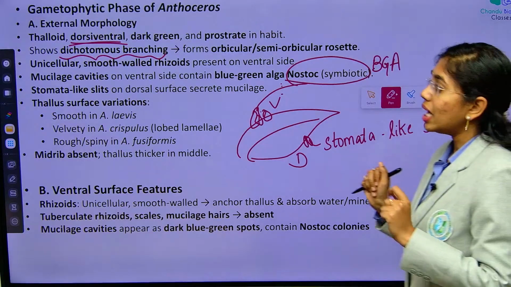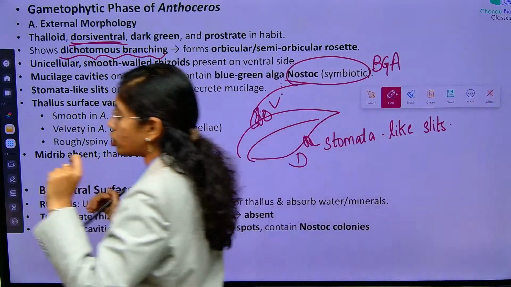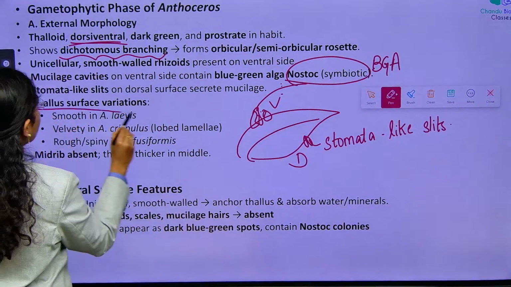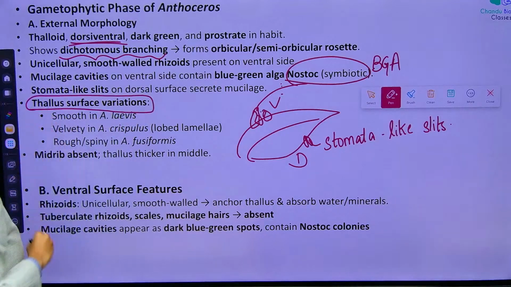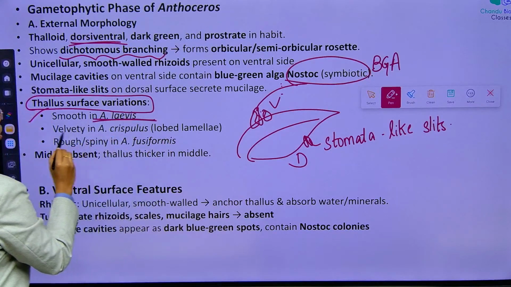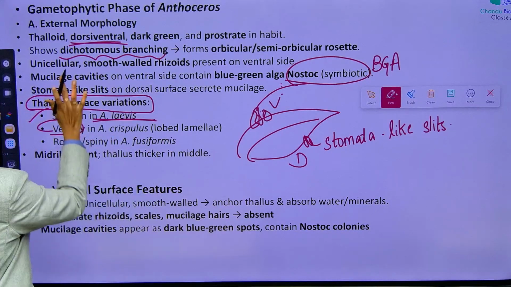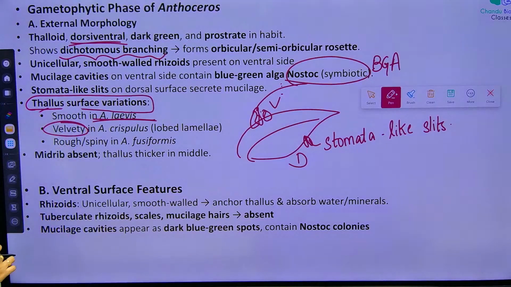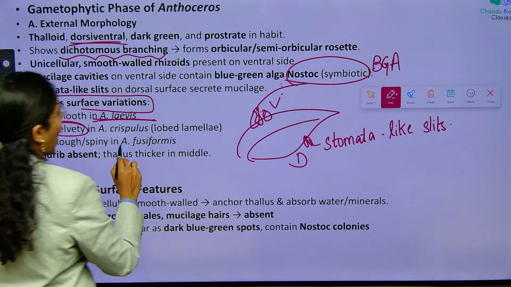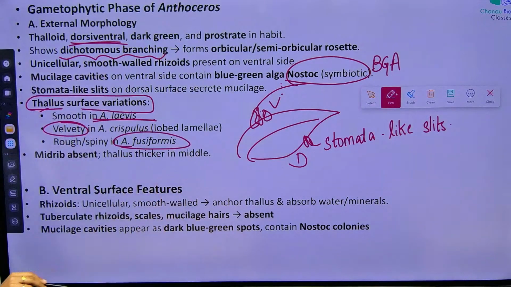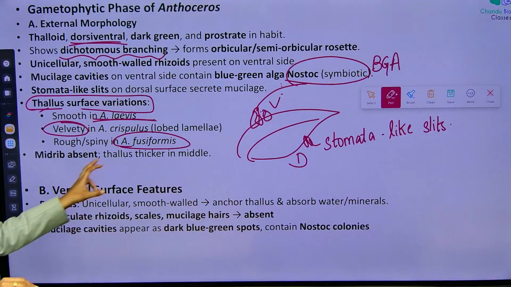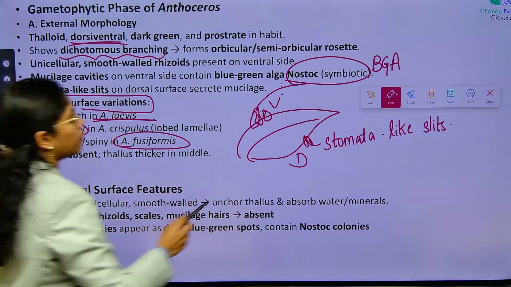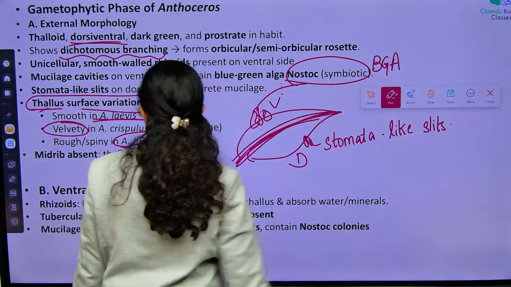Here, if you see, there are many thallus surface variations. Smooth surfaces are present in Anthoceros laevis, a velvety type of thallus surface is observed in Anthoceros crispulus, and a rough or spiny type of surface is observed in Anthoceros fusiformis. The midrib is totally absent and the thallus is thicker in the middle region.